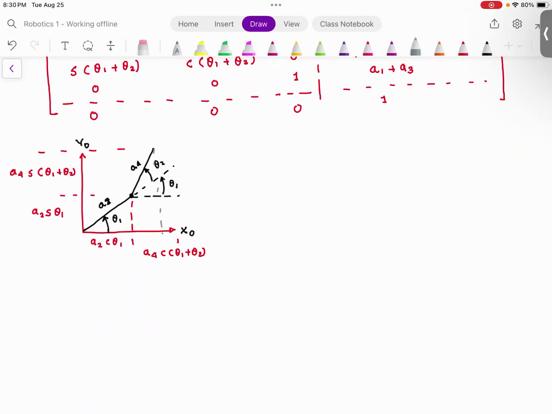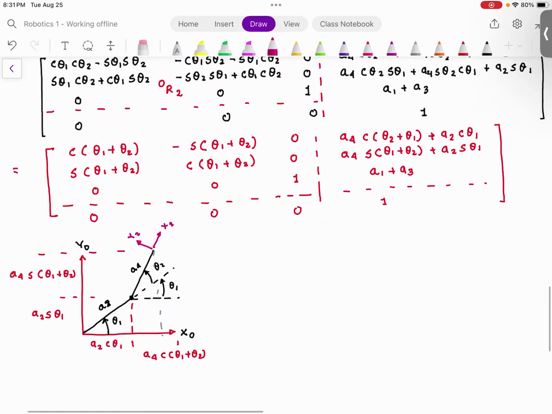And that is true. Can you see the overall rotation of frame 2? This frame 2 is going to be here, right? Can you see that this frame 2 is rotated by theta 1 and it is rotated by theta 2? So the overall rotation of this frame 2, which is x2 and y2, is theta 1 plus theta 2. Everyone understood this? That is what is captured in this problem.